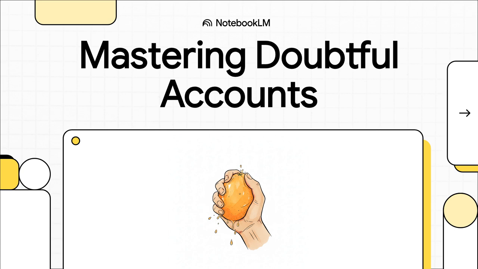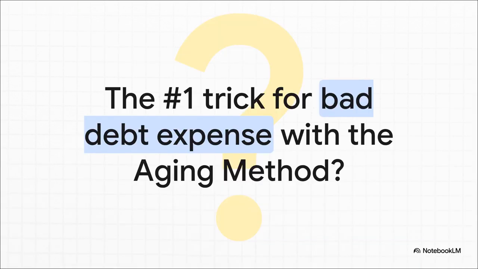Let's dive in. Okay, so picture this. You're in the exam, the clock's ticking, and you get a problem with an aging of receivables schedule. But it's not asking for the ending allowance. It's asking for the bad debt expense. This is the exact spot where so many people get stuck and lose points. But not you, not after today. I'm going to show you the #1 trick to nail this question every single time, for real.